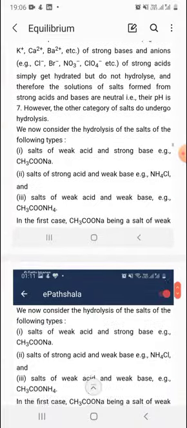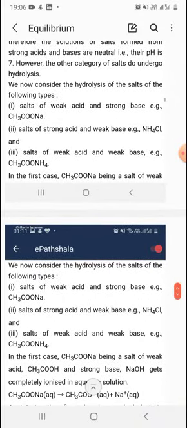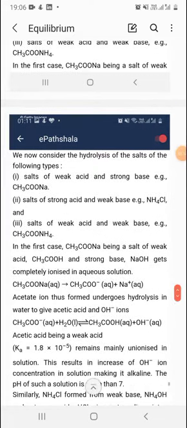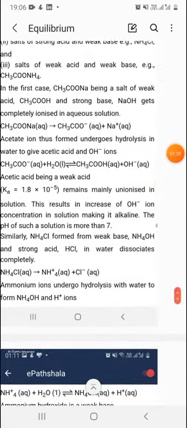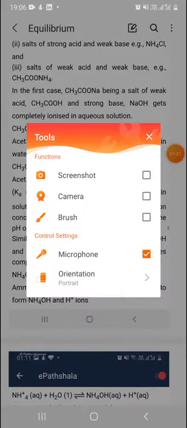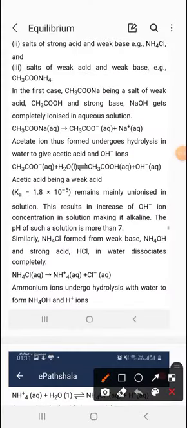We now consider the hydrolysis of salts of the following types: the salt of weak acid and strong base, for example sodium acetate; the salt of strong acid and weak base, for example ammonium chloride; and the salt of weak acid and weak base, for example ammonium acetate. In the first case, sodium acetate being a salt of weak acid, acetic acid, and strong base, which is NaOH, gets completely ionized in aqueous solution. And the acetate ion thus formed undergoes hydrolysis in water to give acetic acid and hydroxide ions.